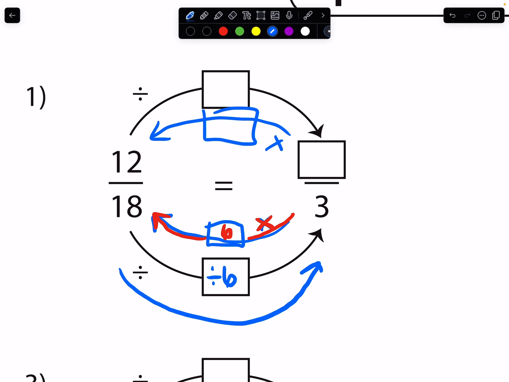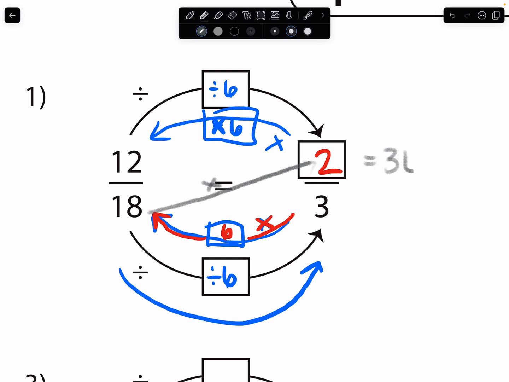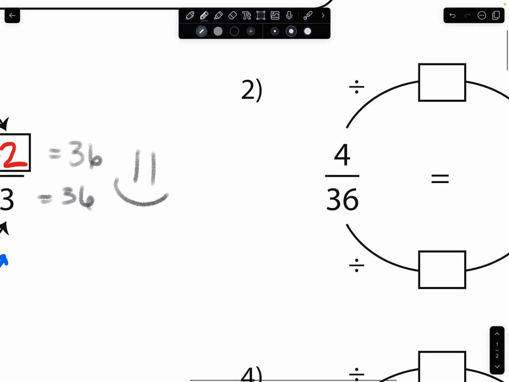So in this case, I'm going to put divided by 6 up here and times 6 there. 12 divided by 6 is 2. Now we could cross-check by doing our multiplication. 18 times 2 using a calculator is 36. 12 times 3 using a calculator is 36. So again, we are happy. Okay, making sure that you had time to write that. We're going to go to number 2.